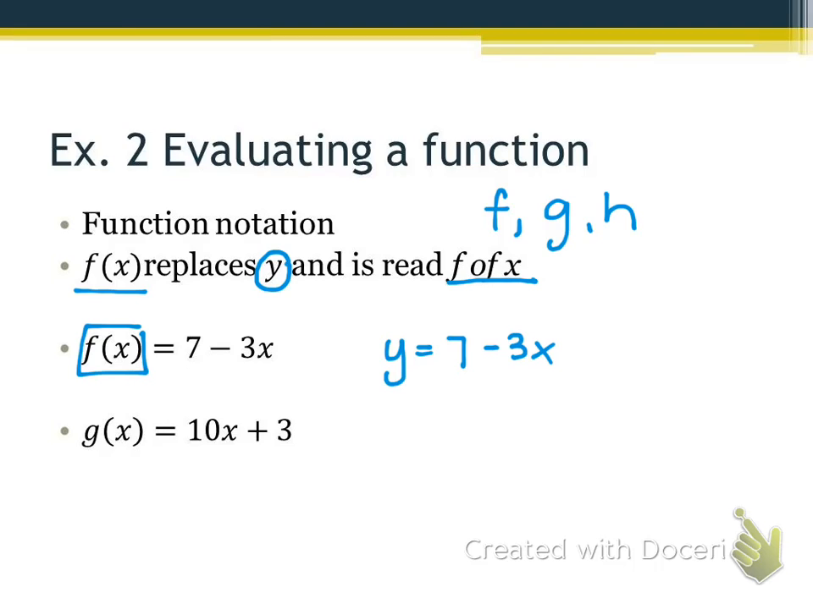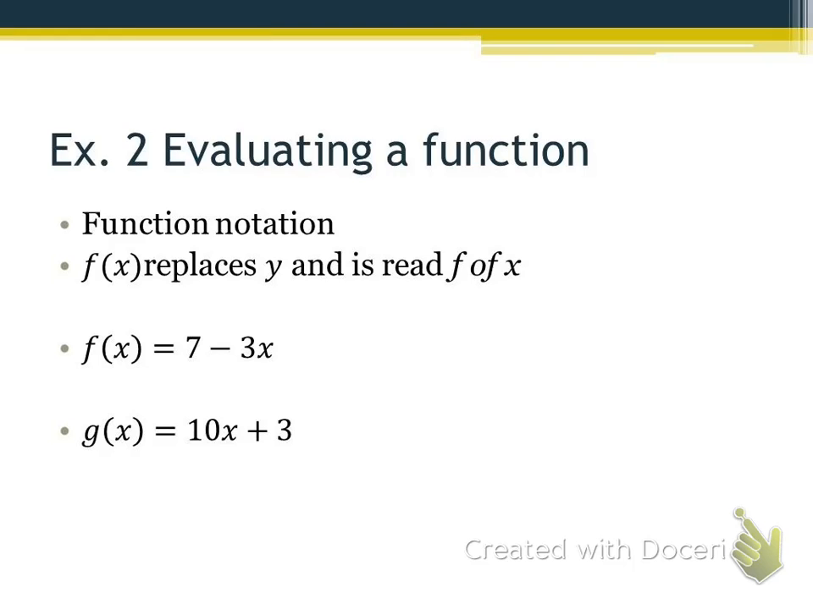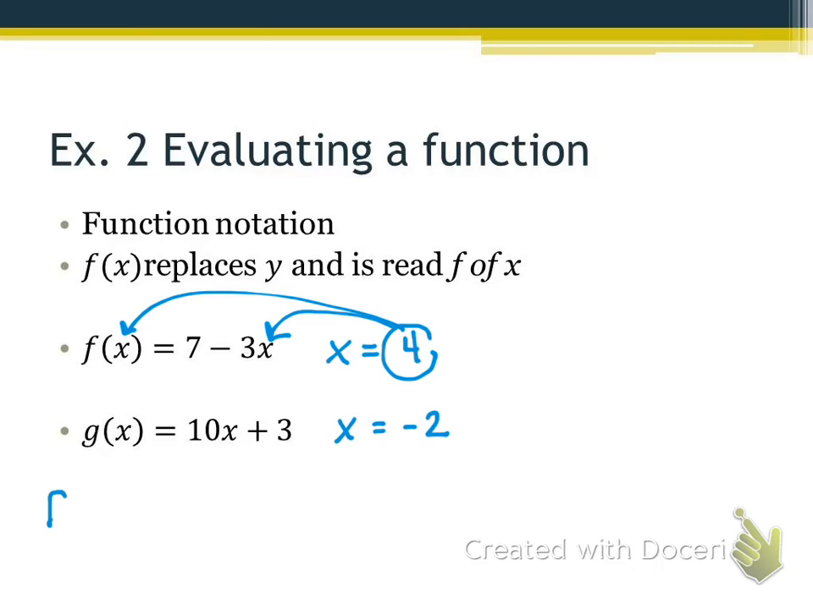So let's look at this problem. I forgot to write this down on the slide, but for this problem we're going to say x is equal to 4, and for this one we're going to say x is equal to negative 2. What you want to do is plug in this 4 everywhere you see an x. That means up here and here. What that tells me is, for the input of 4, that's what the function notation means. When I input 4, I'm going to get this.